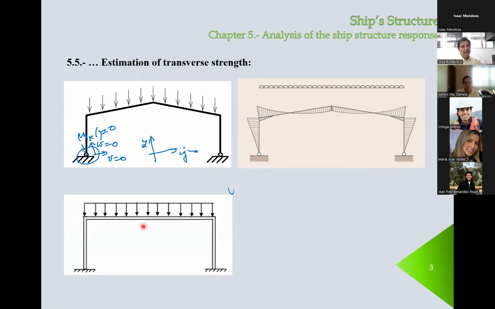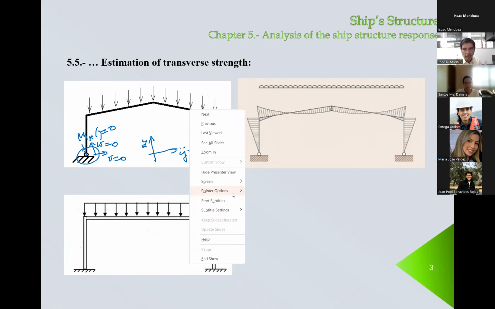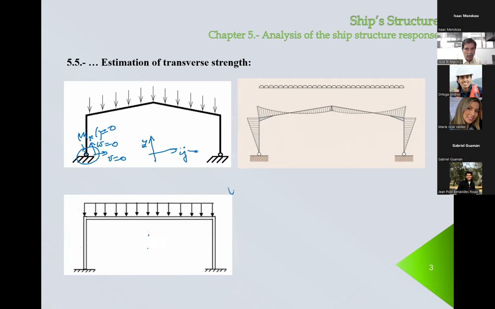Now, what's the difference of this with respect to that, Mr. Waman? What's the difference between this and that? Please answer me. That is clamped. Exactly. So it is clamped. So the deflection is 0, but also the slope is 0.